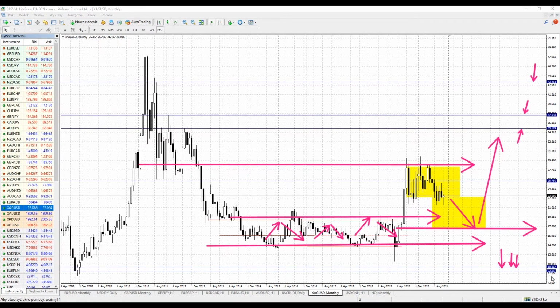That's how it might look from the silver perspective if you are a bear.